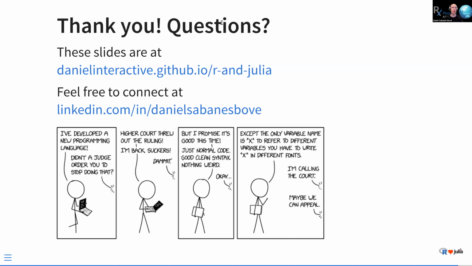If you are looking for all the details, look at danielinteractive.github.io/r-and-julia. Okay, cool. That's it. Any questions?